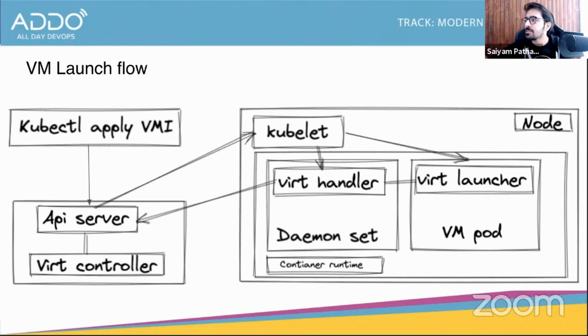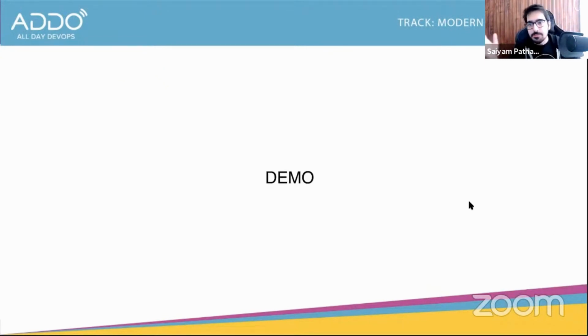So I hope the VM launch flow is clear. We'll actually see in action how it is working. Now it's the demo time. We have seen what KubeVirt is, what its architecture looks like, and what the VM launch flow looks like. And now we'll actually do a VM live migration.